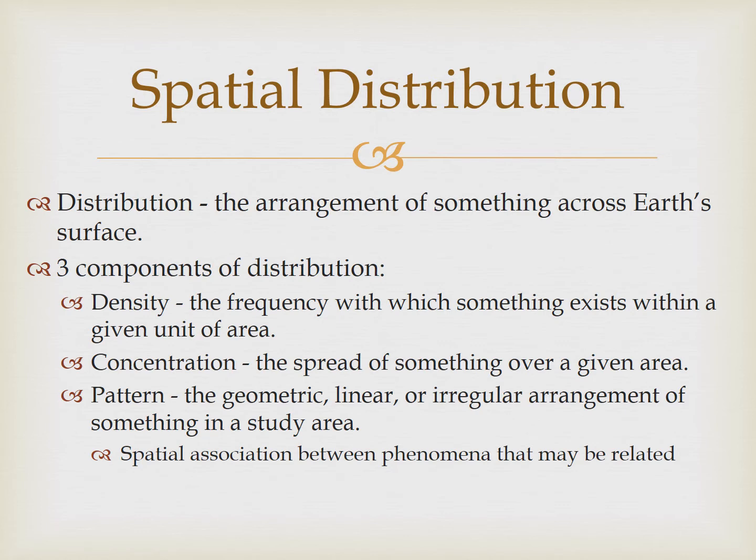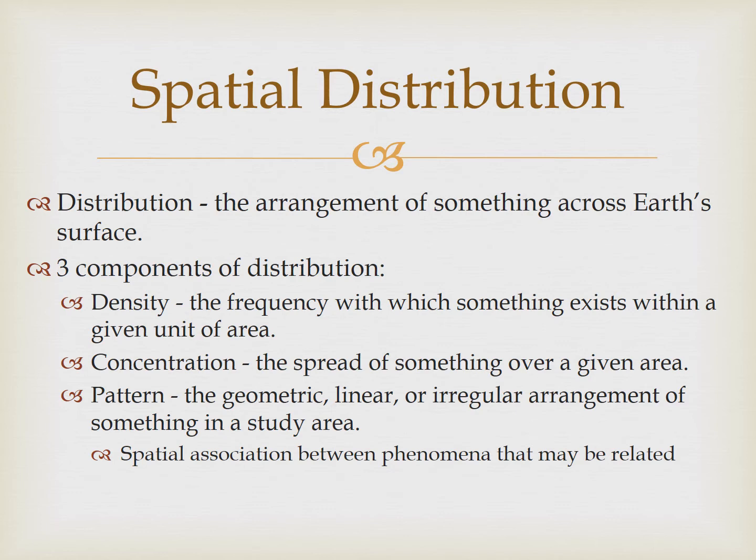We've talked several times this year about the analysis of phenomena in space, spatial analysis. Today, we start by looking at how we can analyze the distribution of something in space. Distribution is the arrangement of something across Earth's surface. And we could add to that definition that arrangement is made up of density, concentration, and pattern. Those are the three components of distribution.